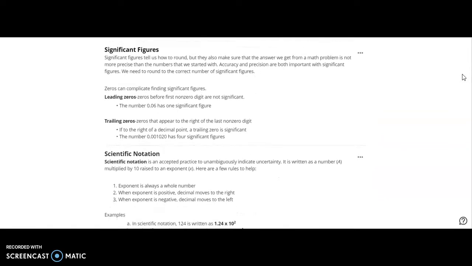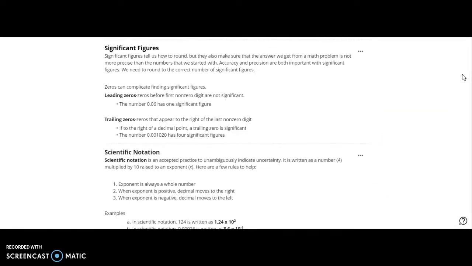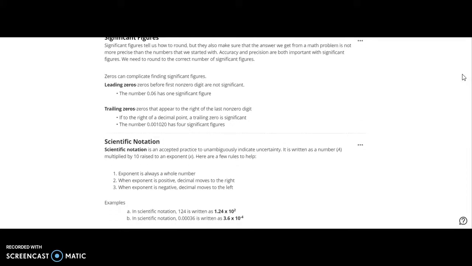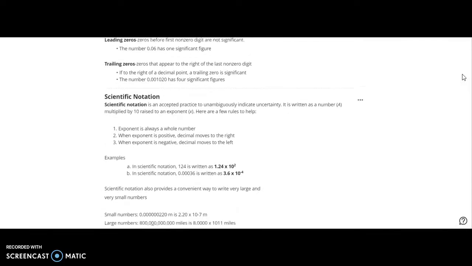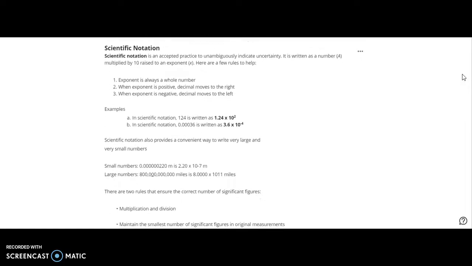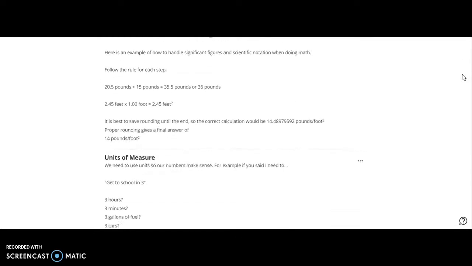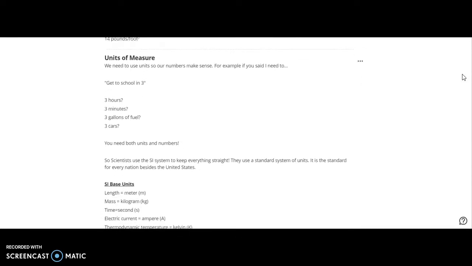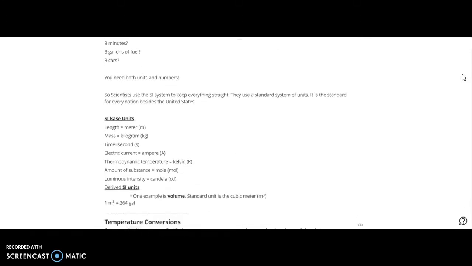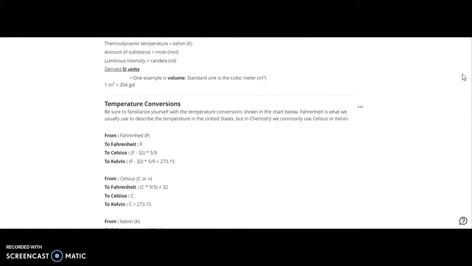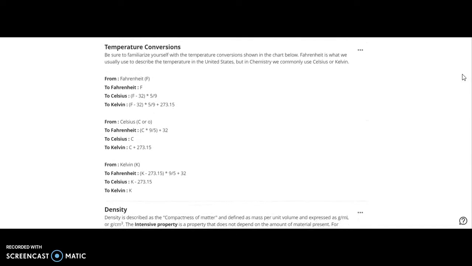The next two pieces of this week include significant figures and scientific notation. So make sure that you review how we do significant figures. There's a little information here on how to convert things to scientific notation. We look at different units of measure, SI base units. We need to know how to convert temperatures from Fahrenheit to Celsius and Celsius to Fahrenheit, along with Kelvin.